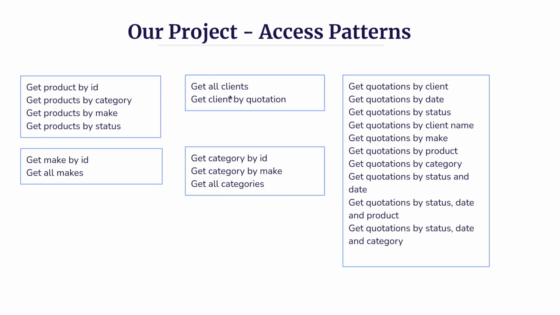And as a client, for example, as an administrator, I would like to get all the clients and all the quotations that a client has made. The quotations one is the largest because it has the most relations. So as a user, I want to see the quotations by client, by day, by status, and so on. Even with a date, because obviously as a user I would like to filter by date the quotations that my clients have made.